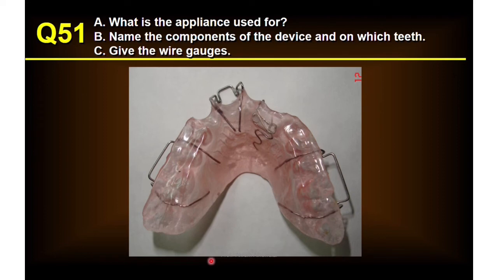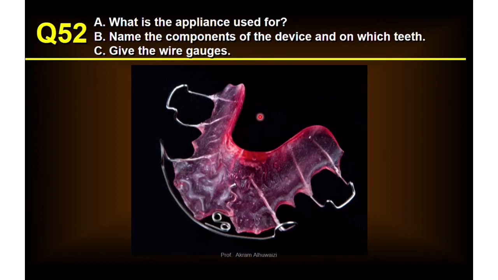Give the wire gauge. For the Adams clamps, we use 0.7 mm stainless steel, and then for the Z spring, we use 0.5 mm stainless steel. What is the appliance used for? This appliance is used to push the incisor labially.